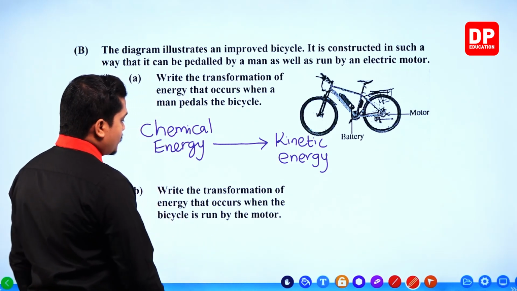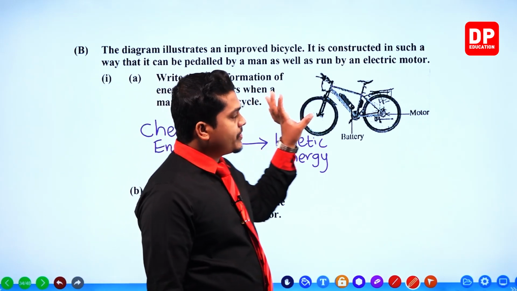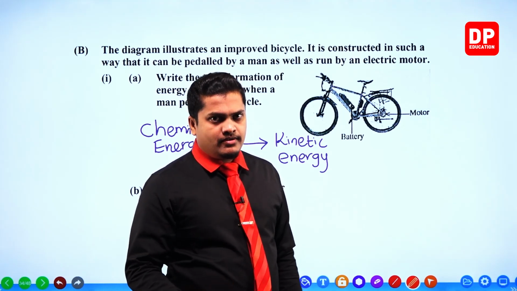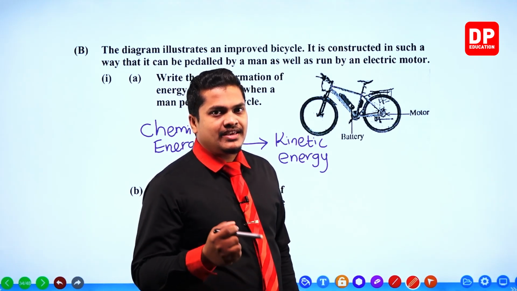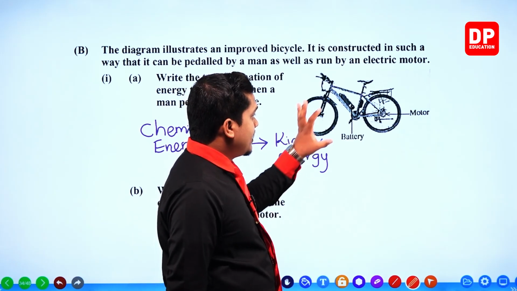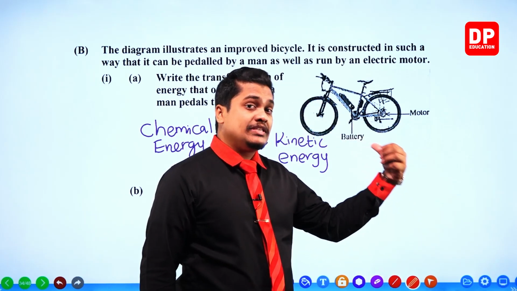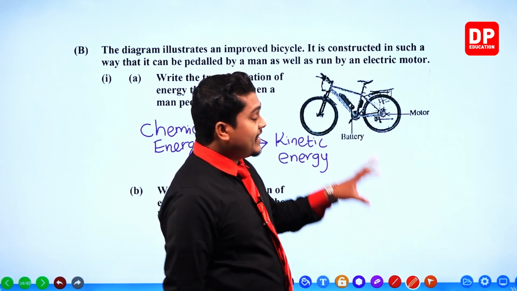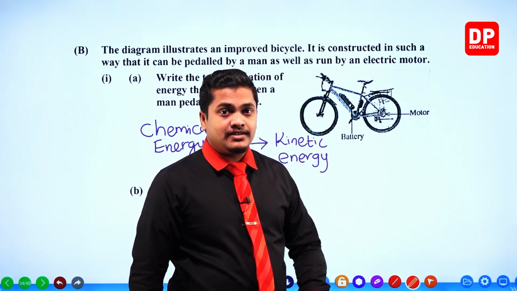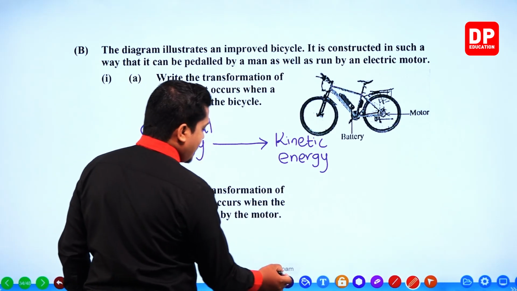Let's see. If the bicycle is running through the motor, my dear children, the motor is operated from the battery which is in here, no? Battery is getting worked because of the chemical substances contained within the battery. So once again, my dear children, battery creates electricity by using the chemical substances, and then that electricity is given to the motor, then the motor converts that energy again into kinetic. So we can write the answer, the energy transformation.